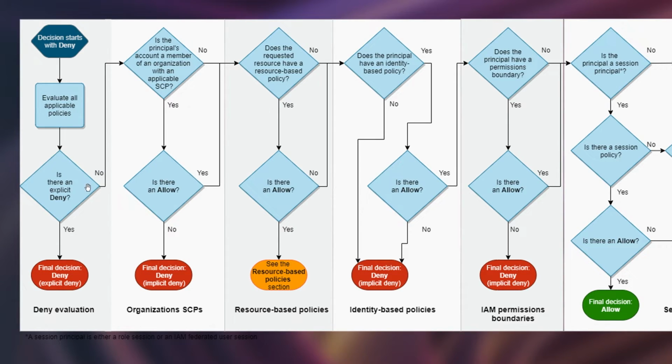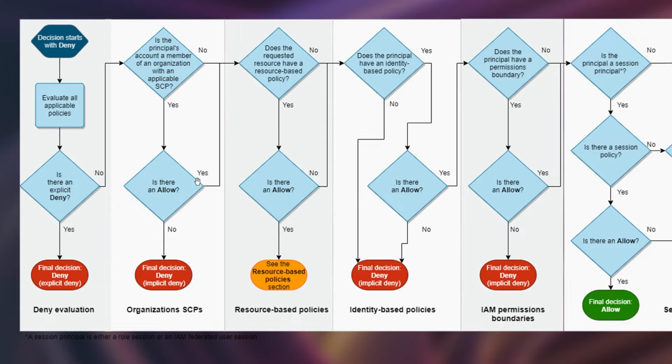If there is no explicit deny, it goes to the second condition and checks, is the principal's account a member of an organization with an applicable SCP. So if there is an SCP being applied to this, if it is yes, it checks again, is there an allow there? If no allow is there, then the final decision will be implicitly denied because there is no allow in the SCP applied to this. So this is called the organizational SCP.